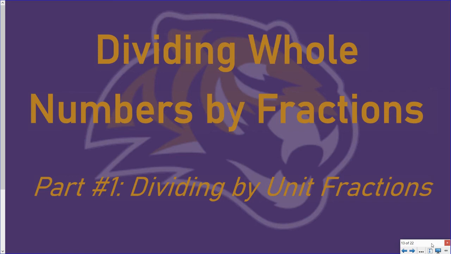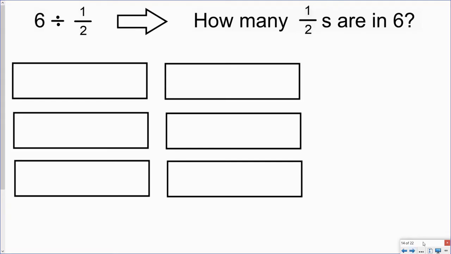In this video, we're going to take a look at dividing whole numbers by fractions, and we're going to focus on dividing by unit fractions. So here we have a division problem with 6 divided by 1/2. So we're asking how many 1/2s are in 6.